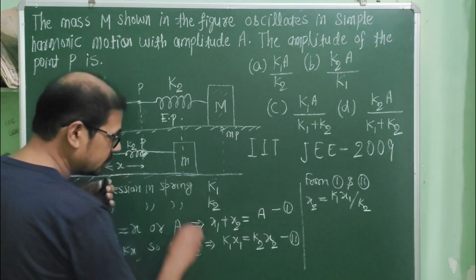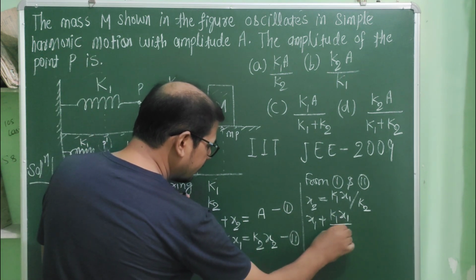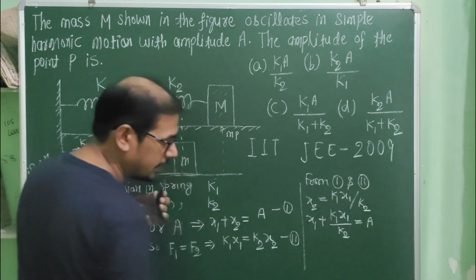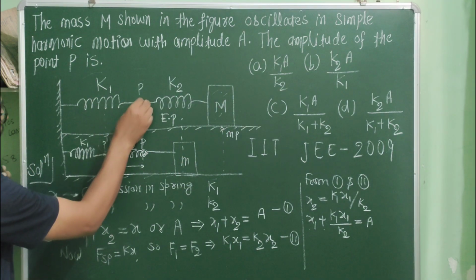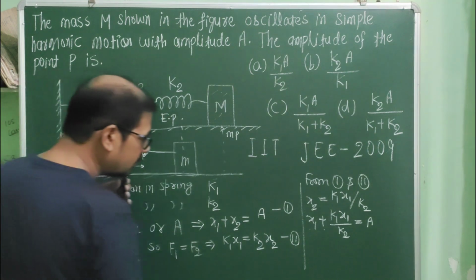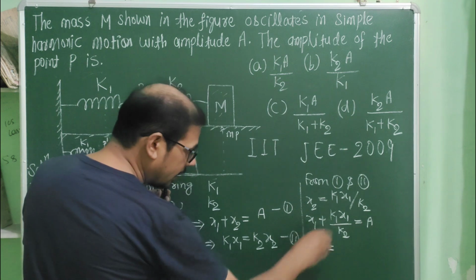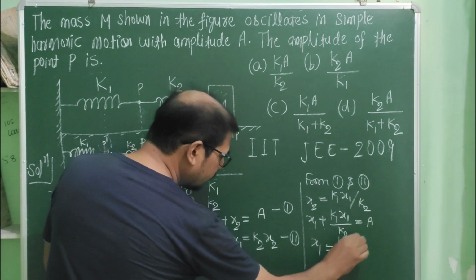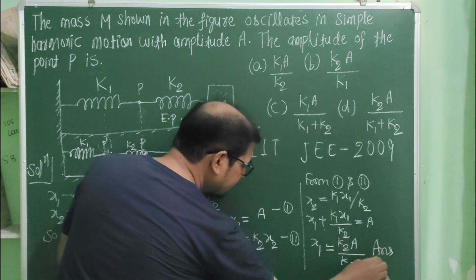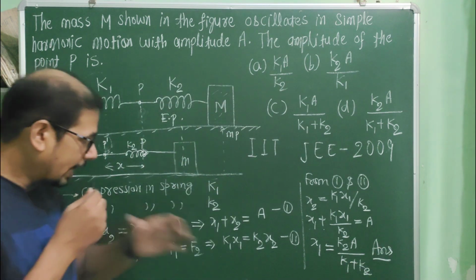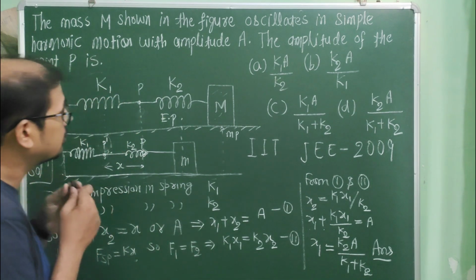Putting the value of X2 in this, we get X1 plus K1X1 divided by K2 equal to A. Any doubt? Now we have to calculate X1, the position of P. So X1 equals K2 into A divided by K1 plus K2. This is the amplitude of point P. This is the answer. So the answer will be D.